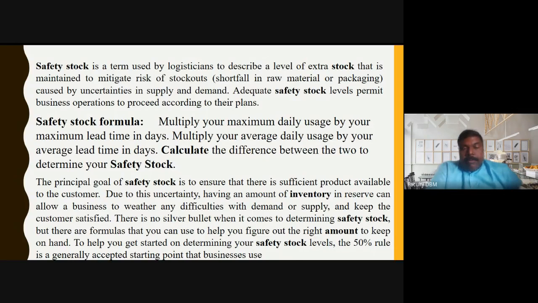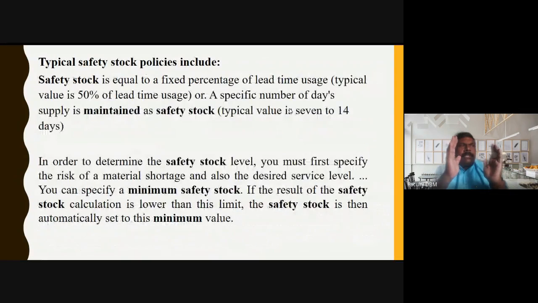To help you get started on determining stock levels, the 50% rule is a generally accepted starting point that businesses use. Normally, they will be using the 50% rule, which means they are going to keep 50% of stock available to them, and then they are going to give the order. Then slowly the stocks will be reduced, and again inflows of stock will be there.